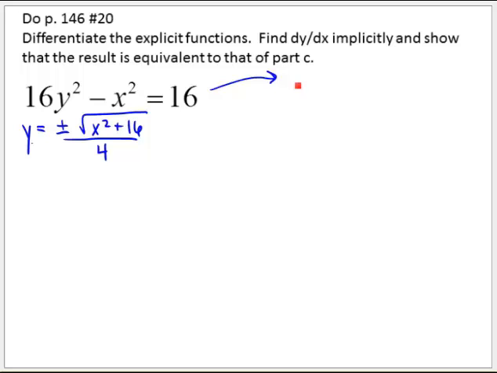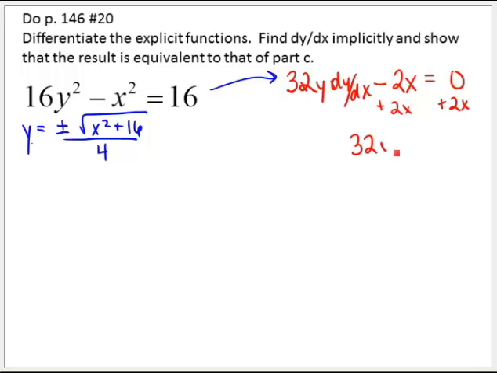So solving this implicitly, I'm going to end up with 32y, and then I'm going to put dy over dx. Remember I said I was going to continue to use dy over dx? And that's because this wasn't an x. Minus 2x equals 0. Now I need to solve for dy over dx, so I'm going to add 2x to both sides. I get 32y dy over dx equals 2x. Divide by 32y on both sides.